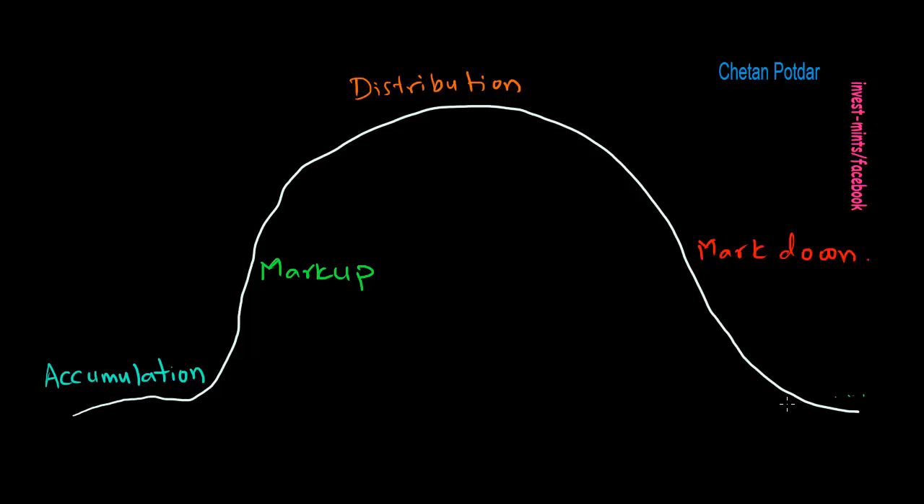Yeah, and then the cycle repeats, and this again would be accumulation. So accumulation, markup, distribution, and markdown. Let us understand why this happens, who makes it happen, and how we can understand the situation better.